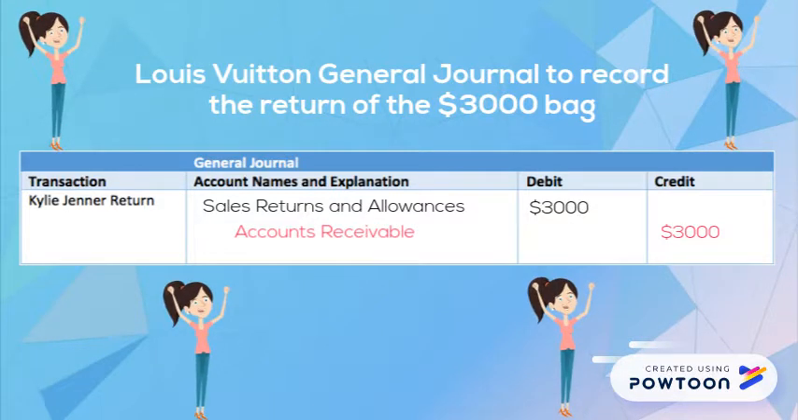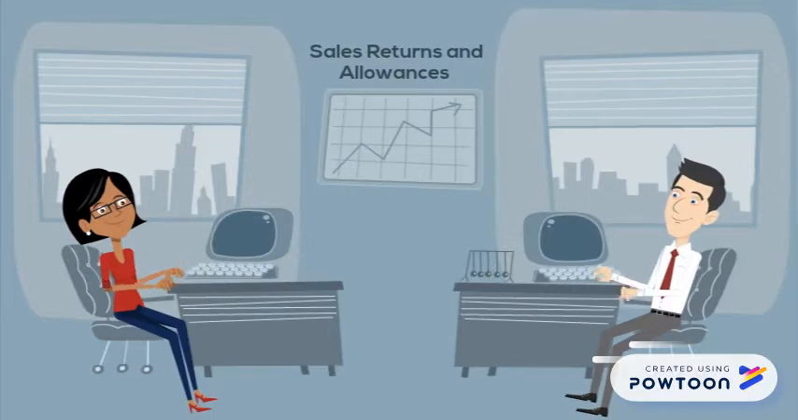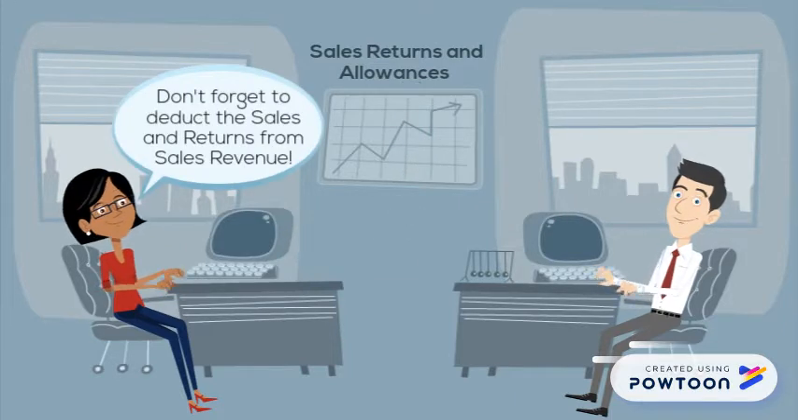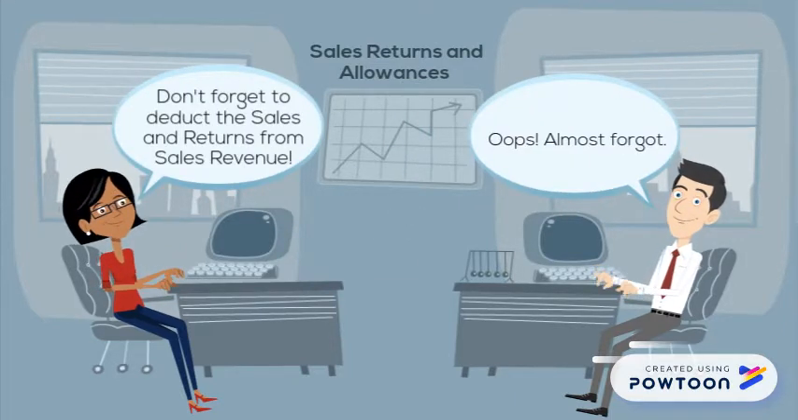owed by Kylie Jenner. The sales returns and allowances account is actually a contra asset account, and this means Louis Vuitton's accountants would deduct this amount from their final sales at the end of the financial period.